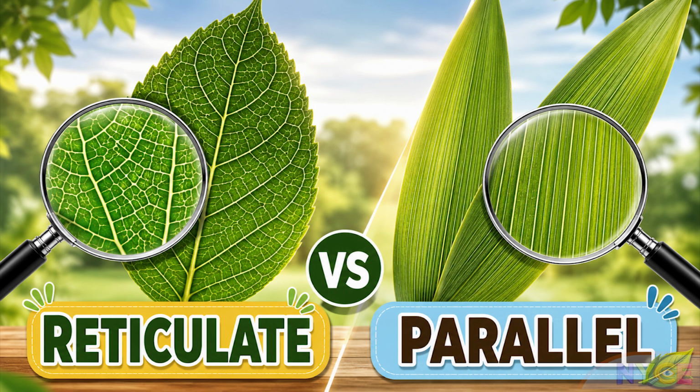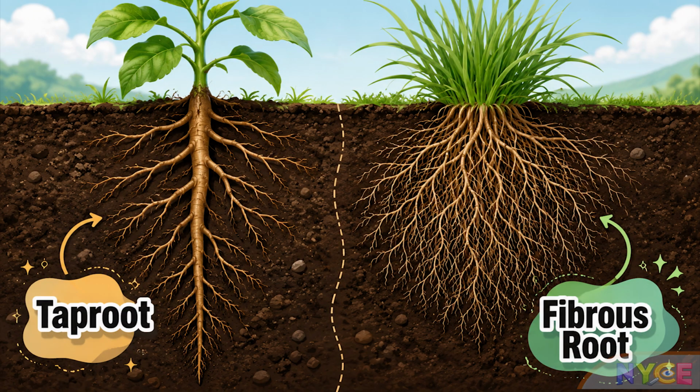We already know that leaves have vein patterns. This pattern is called leaf venation. Some leaves have a net-like pattern called reticulate venation. Other leaves have straight lines running side by side called parallel venation. We also know that roots can be of two main types. Some plants have one main root going deep into the soil. This is called a taproot system. Other plants have many thin roots growing together like a bunch of fibers. This is called a fibrous root system.